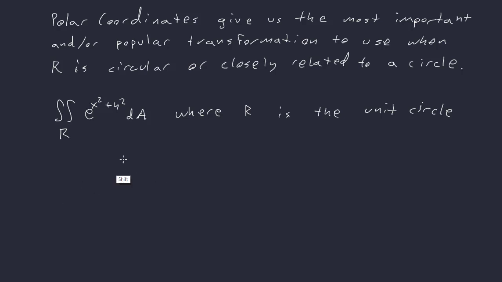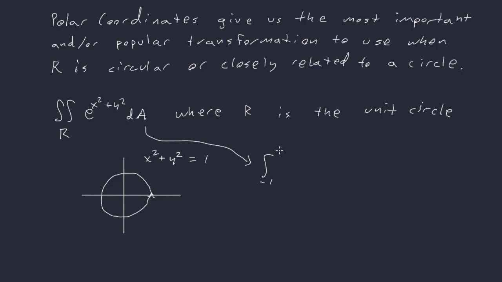Okay, so the unit circle, as we talked about last time, has a pretty nasty formula in Cartesian coordinates, right? It's x squared plus y squared is equal to 1. So if you wanted to set this integral up in xy coordinates, it'd be something like -1 to 1, and then the negative square root of 1 minus x squared to the positive square root of 1 minus x squared of e to the x squared plus y squared, dy dx.